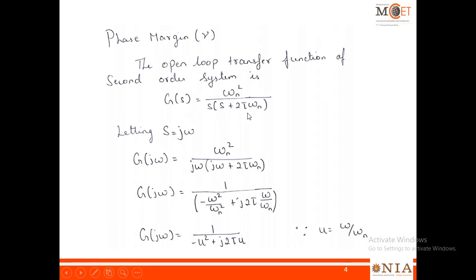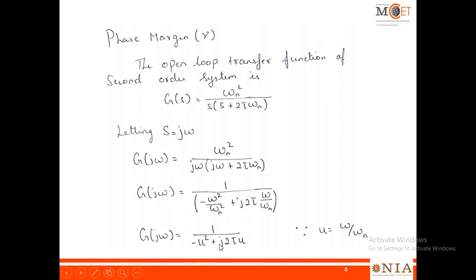In the open loop transfer function, after substituting s equal to j omega, you will get an expression like this. As usual, divide the numerator and denominator by omega n square, and you will get an expression like this. We already know that any frequency divided by natural frequency is the normalized frequency u. So instead of omega square by omega n square, I will write u square, and I get the open loop transfer function in terms of u.